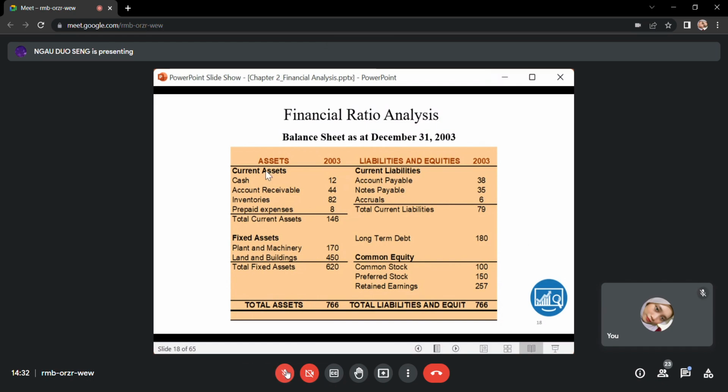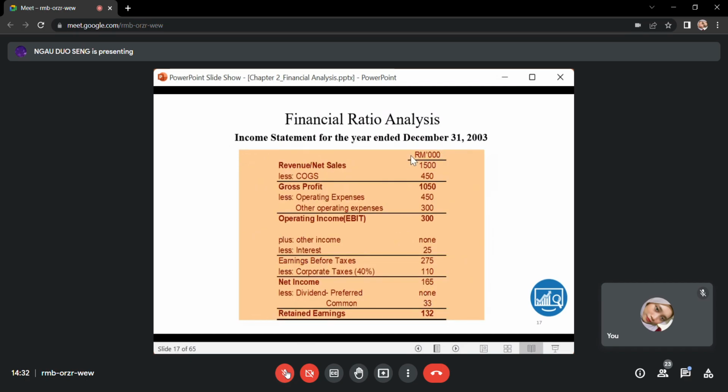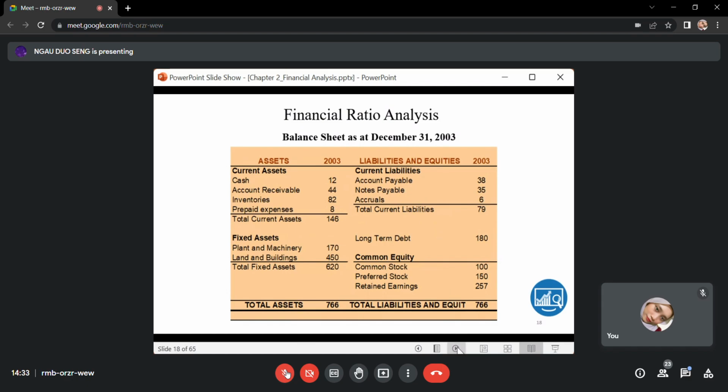Alright, so remember yang ini ada dia bukan 38 lah. This one is 1000. Remember on top here adalah 1000. So this one is 1.5 million, not 1500. So here got another 30 on top here. All right, so we go for the first one.